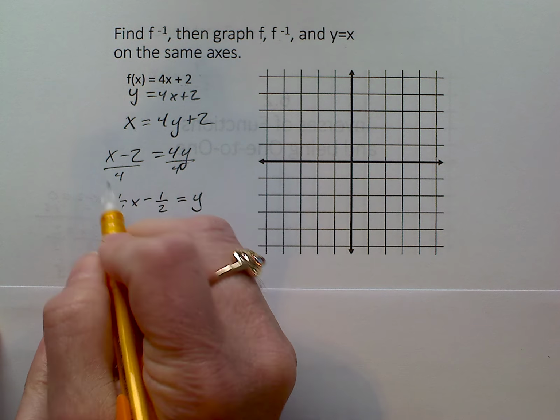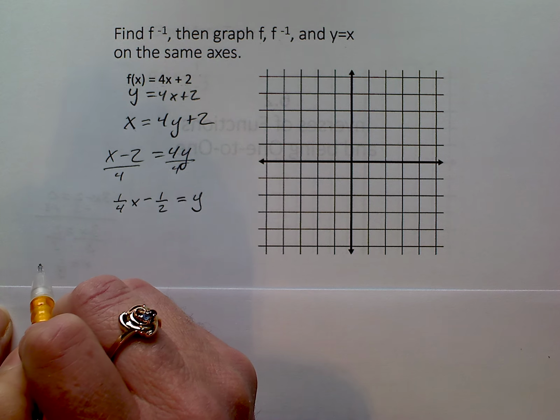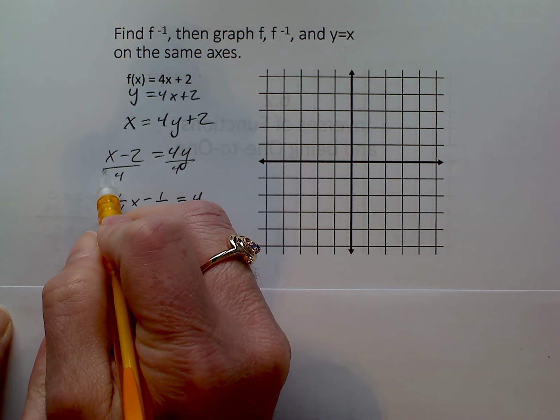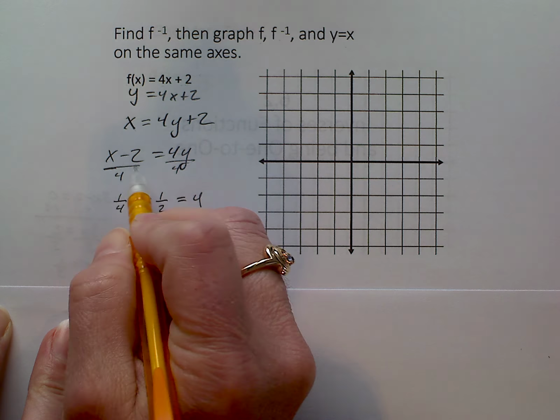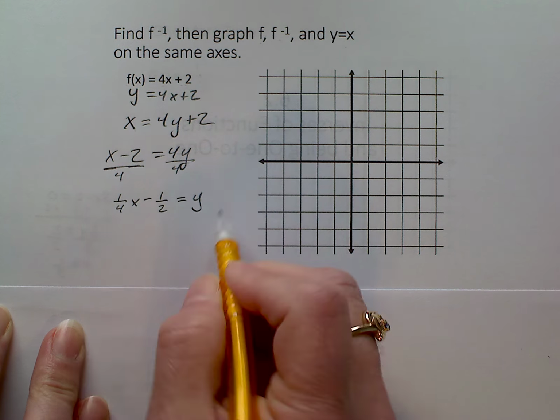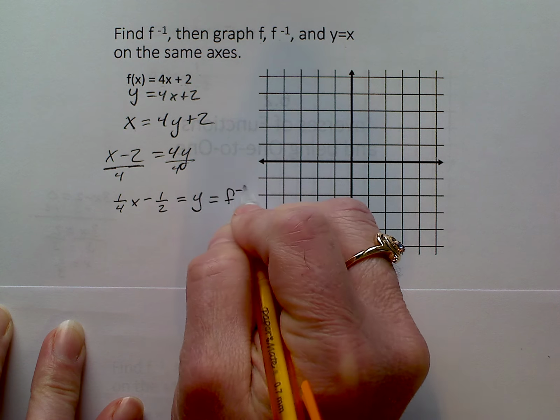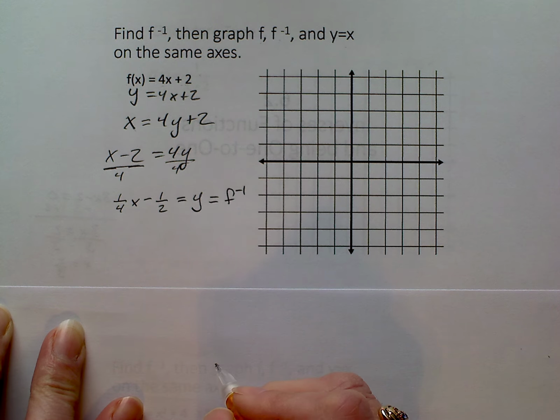Hit pause and solve this equation on your own. You know, in class you can't hit pause. Isn't this nice? Hit pause and think through dividing everything by 4 individually. Okay? Here's our new equation. This is f inverse. Alright?